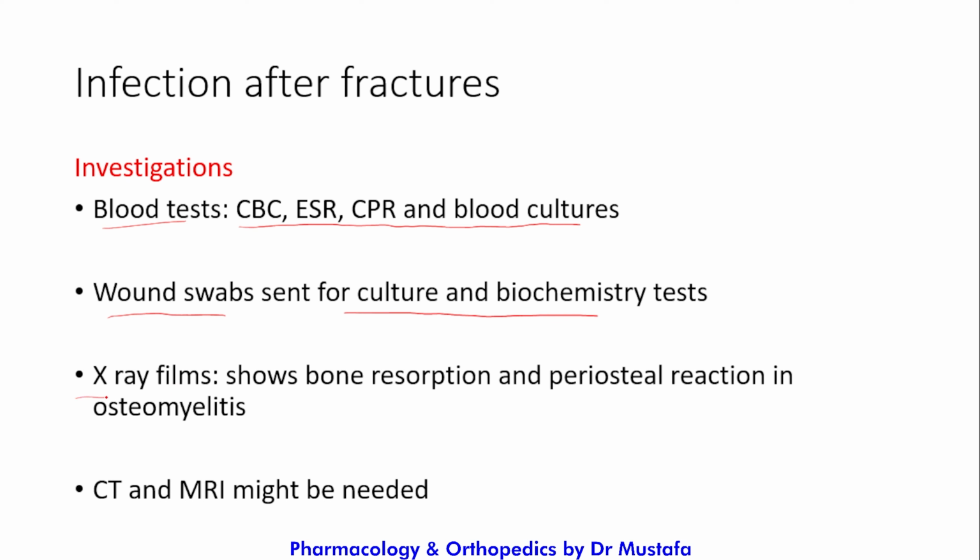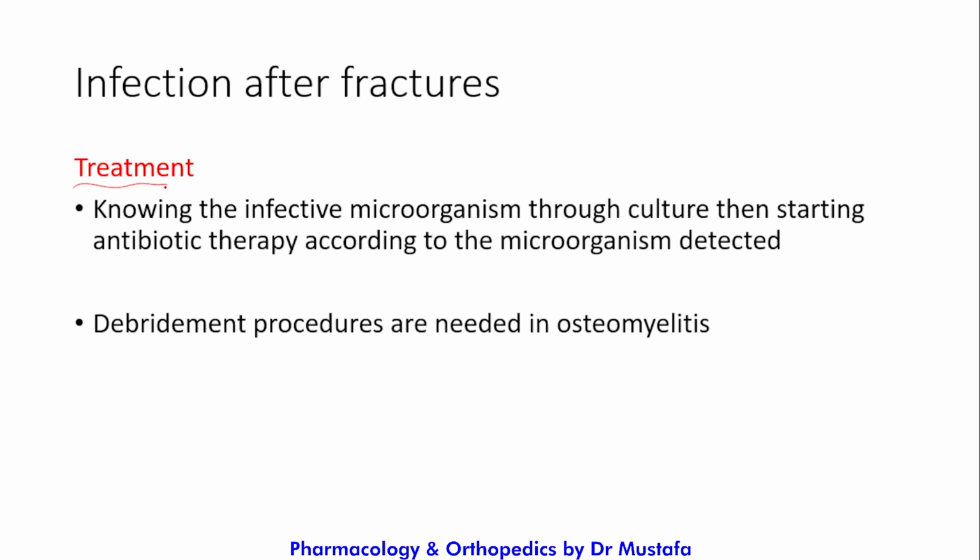You take x-rays, which show bone resorption and periosteal reaction in osteomyelitis, and CT and MRI might be needed. The treatment of the infection is knowing the infective microorganism through the culture, then starting antibiotic therapy according to the microorganism detected, and debridement procedures are needed in osteomyelitis.